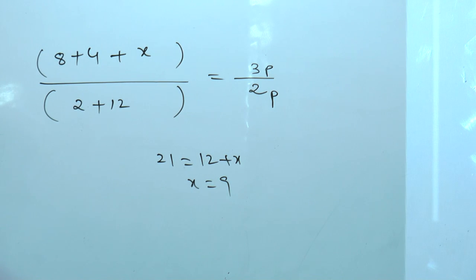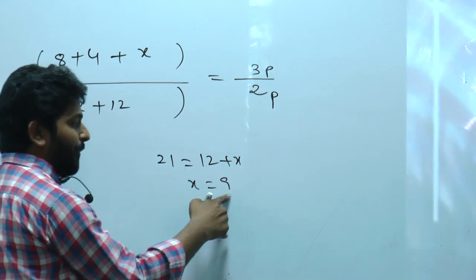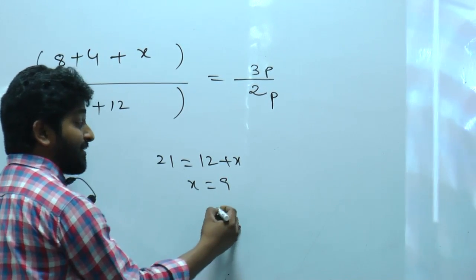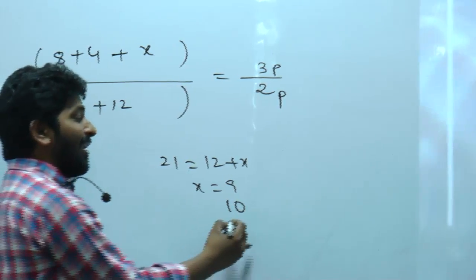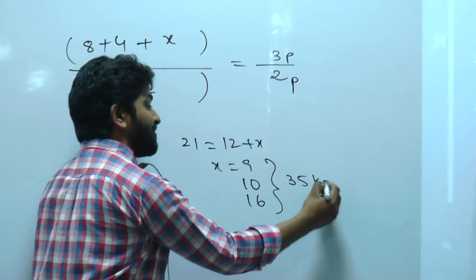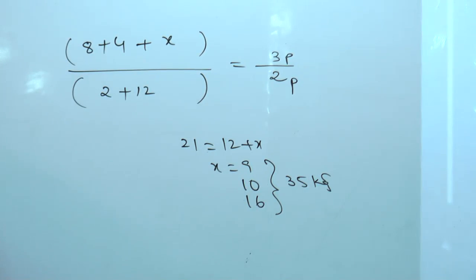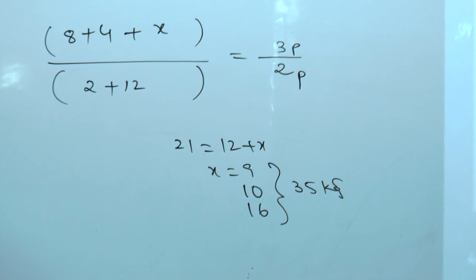But your answer is what is the total quantity? The final quantity, right? So we have 9 kgs of pure copper. And to this, what is the initial quantity of the first alloy? 10 kgs, and the second alloy 16 kgs. Total 35 kgs. Your question says final quantity: first alloy plus second alloy plus pure copper added. Next.